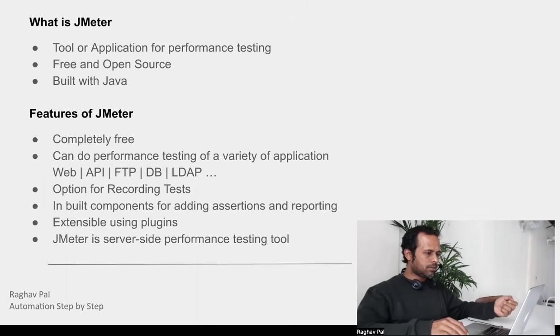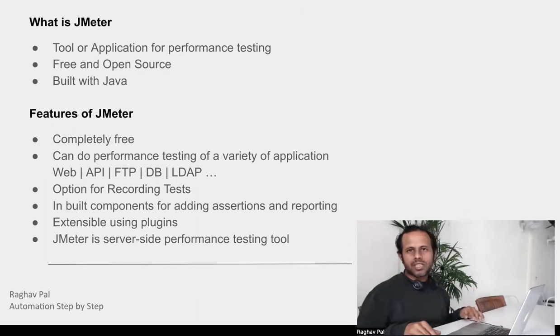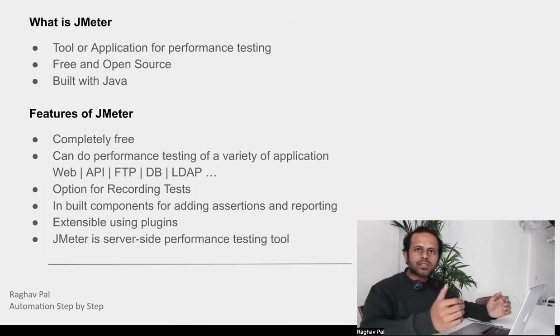So one important question is JMeter is a server-side performance testing tool. And that means when you test your application on JMeter, it actually records and tests the communication with the server. So if you are using any client like a browser, it will not take into consideration the client metrics like the render time of the browser and so on. So it is basically testing the server performance.